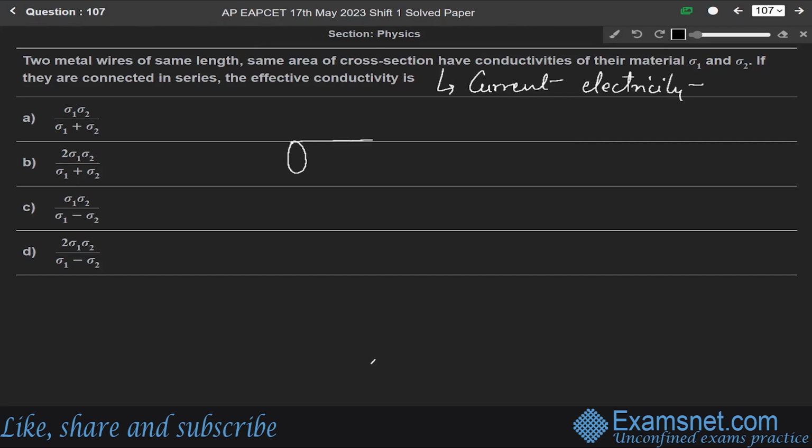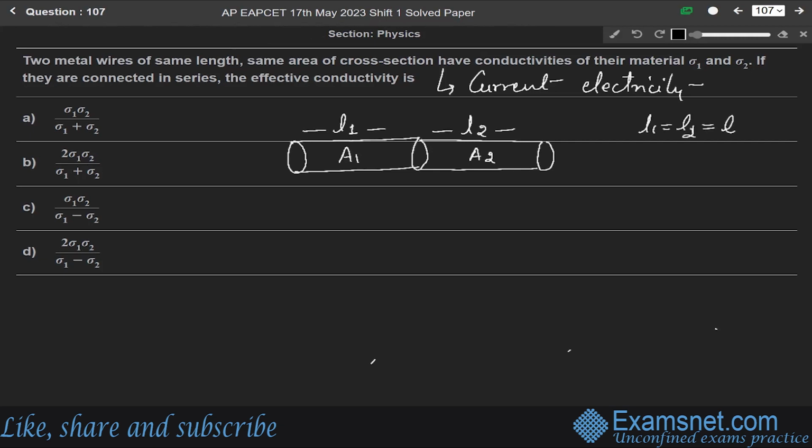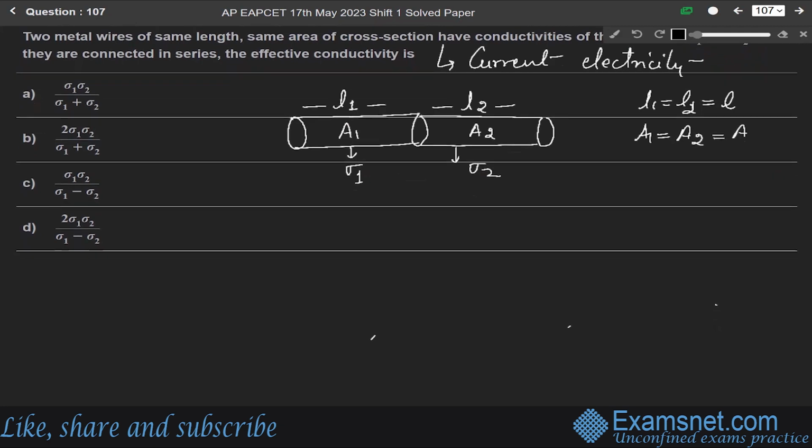Since we know that the wires are always in cylindrical form, and they are connected in series, they will look like this. And they are having length L1, let us say length L2, and area, let us say area is A1 and area is A2. According to the question, they have same length, meaning L1 equals L2 equals L, and area is also same, equals A, and its conductivity is sigma 1 and its conductivity is sigma 2. We have to find the effective conductivity when they are connected in series.